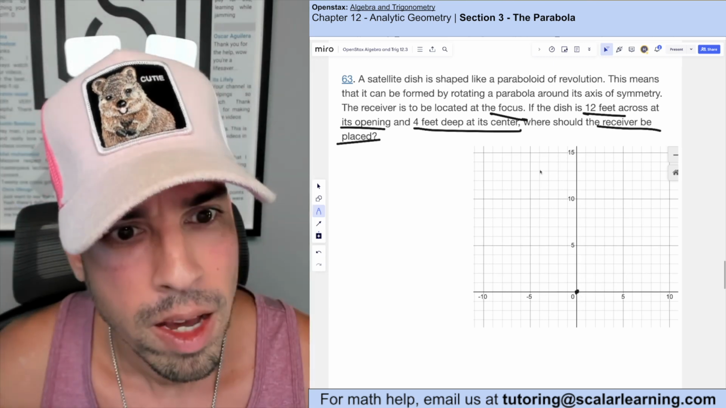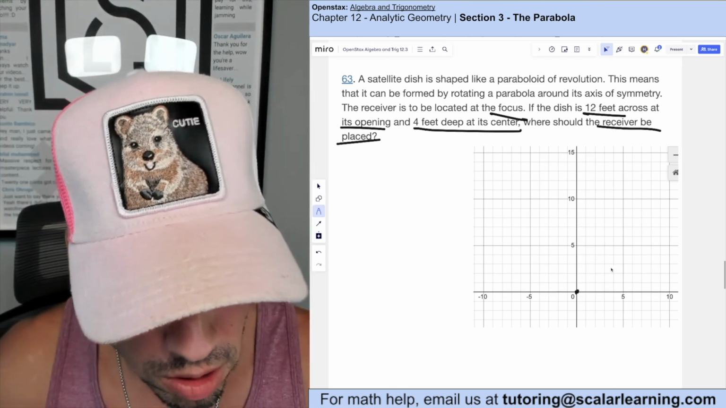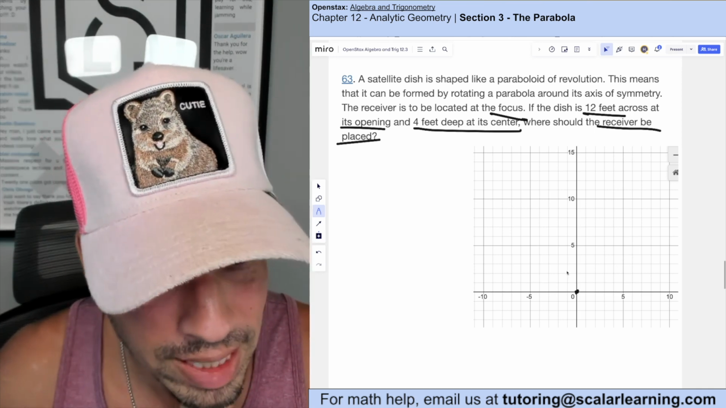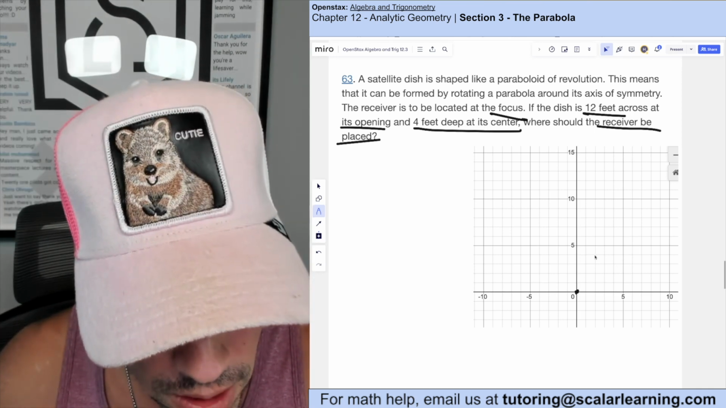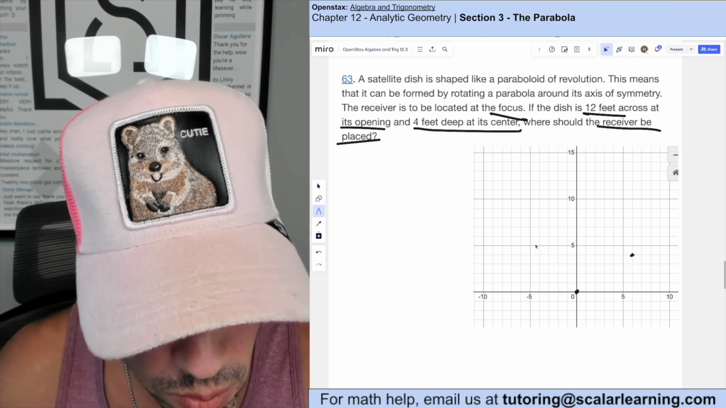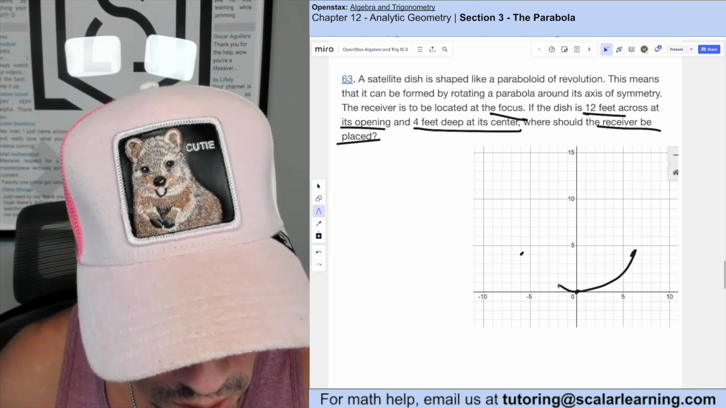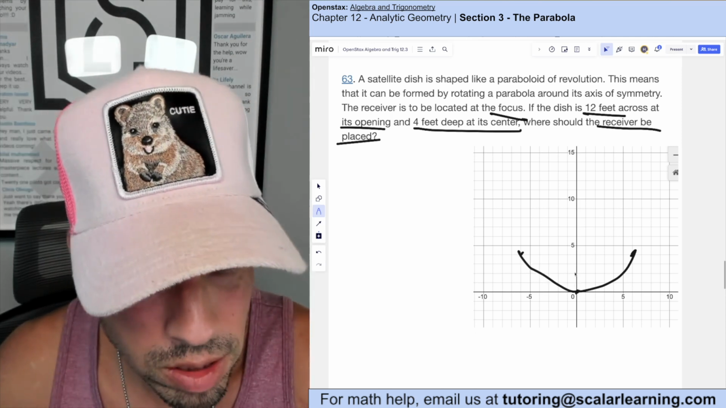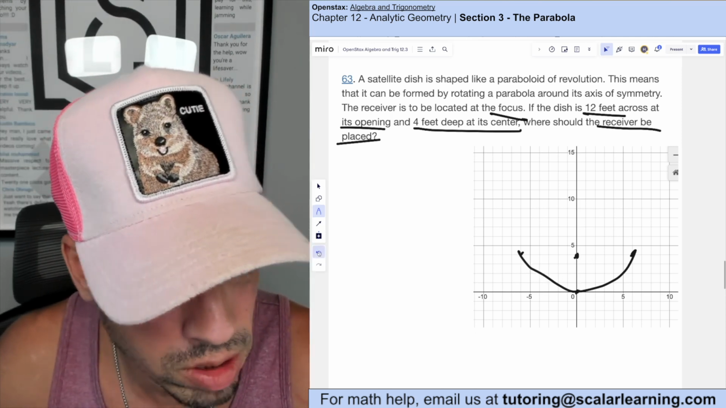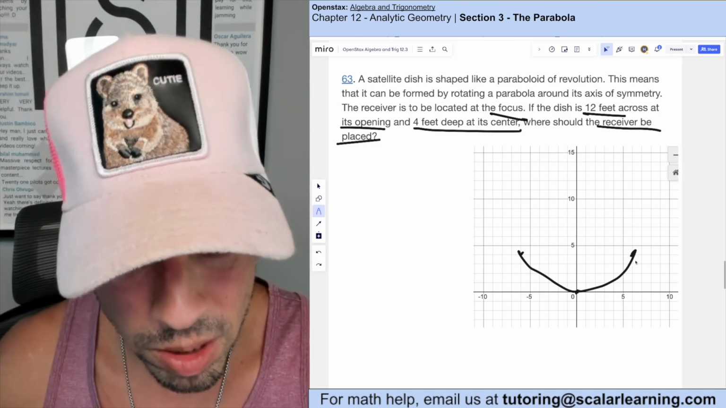Doesn't really matter. And then it says the dish is 12 feet across at its opening and 4 feet deep at its center. So 4 feet up, we're going to go 6 right and 6 left. And this should be roughly what it would look like, okay? So the question is, where is the focus? I know it's going to be somewhere up here, but I don't know exactly where. But let's see if we can come up with a nice little equation.